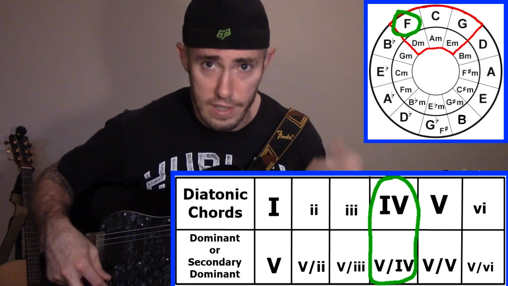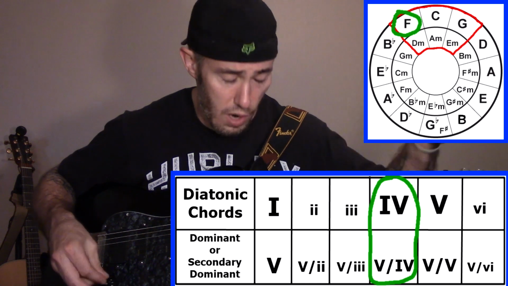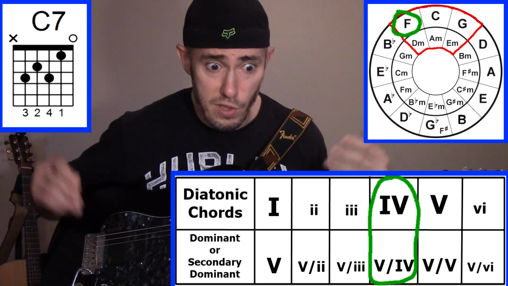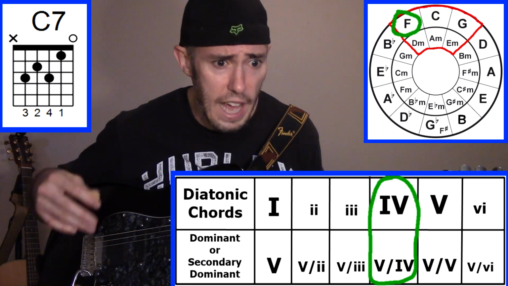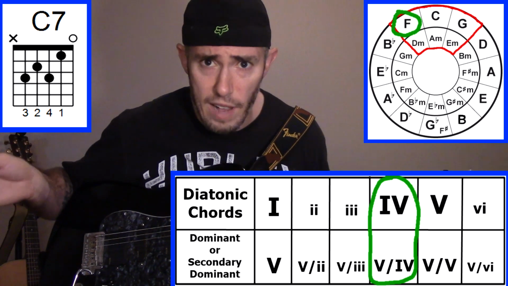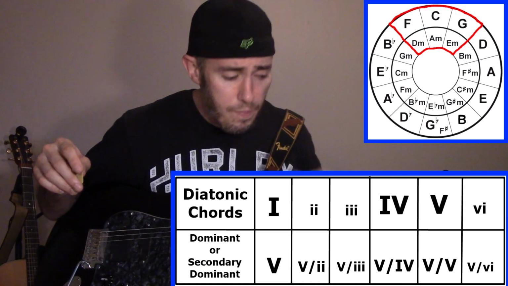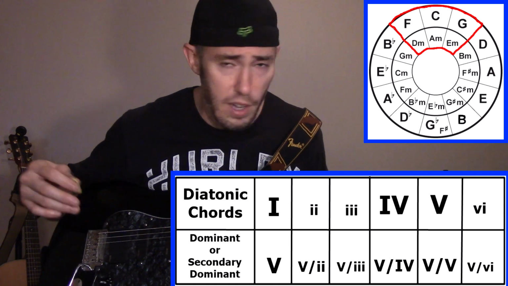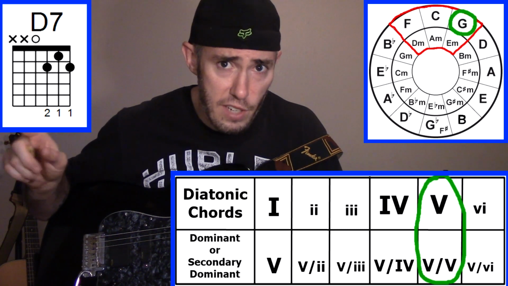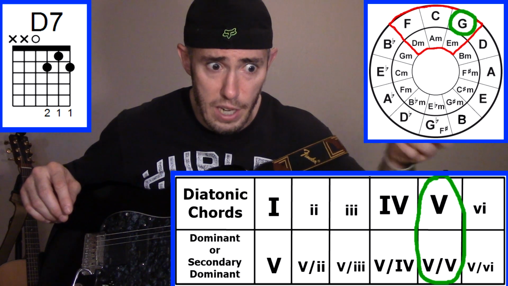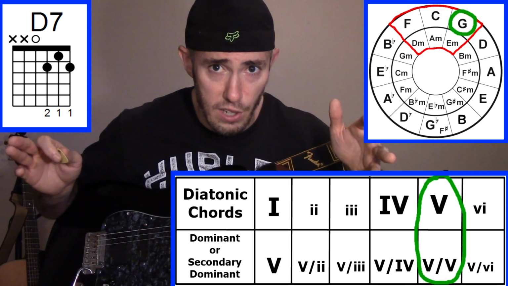The 5 of 4 chord, the secondary dominant of the 4 chord in the key of C major, is what? We already determined that is C7. So C7 would be the 5 of 4 in this particular key. Anytime you see a slash like that, that indicates a secondary dominant. You may see it written as V7 slash IV. If you wanted to determine the secondary dominant of the 5 chord, that would be written as V slash V, or V7 slash V, meaning the secondary dominant of the 5 chord, the 5 of 5 in this particular key.